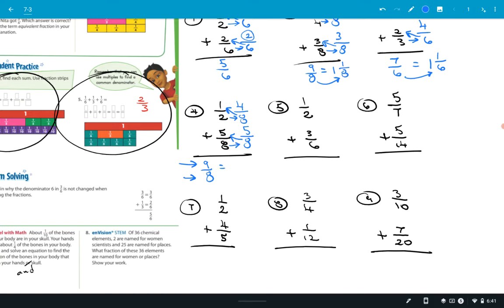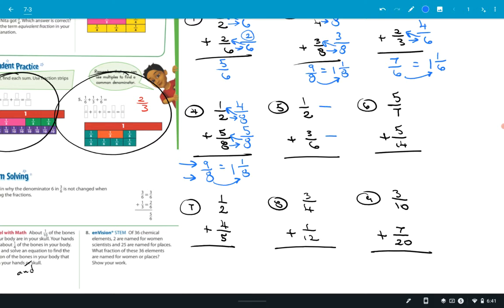And so what would I do? How many times does 8 fit into 9? Once. What's left over? If I subtracted 8 from 9, 1's left over, and the denominator stays the same. All right, number 5. 1/2 and 3/6.